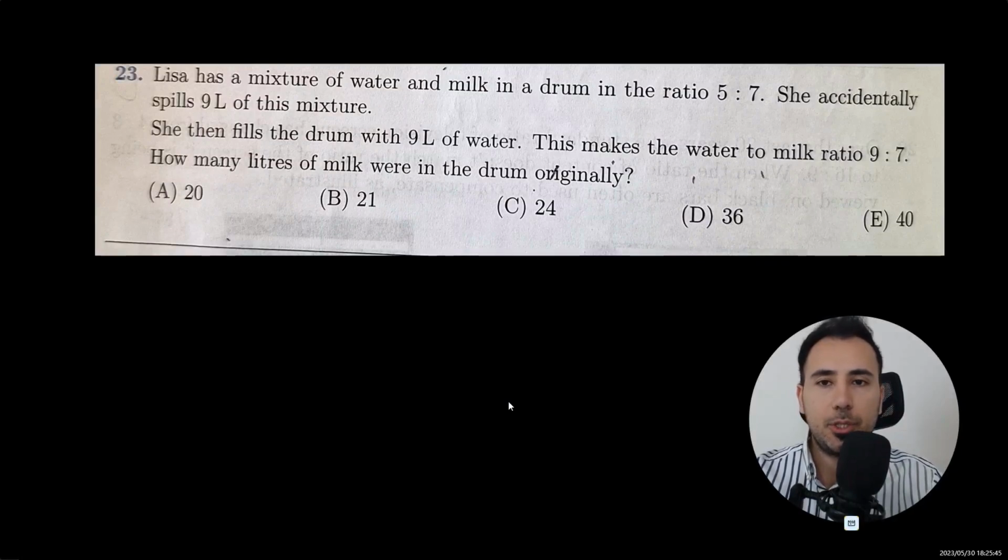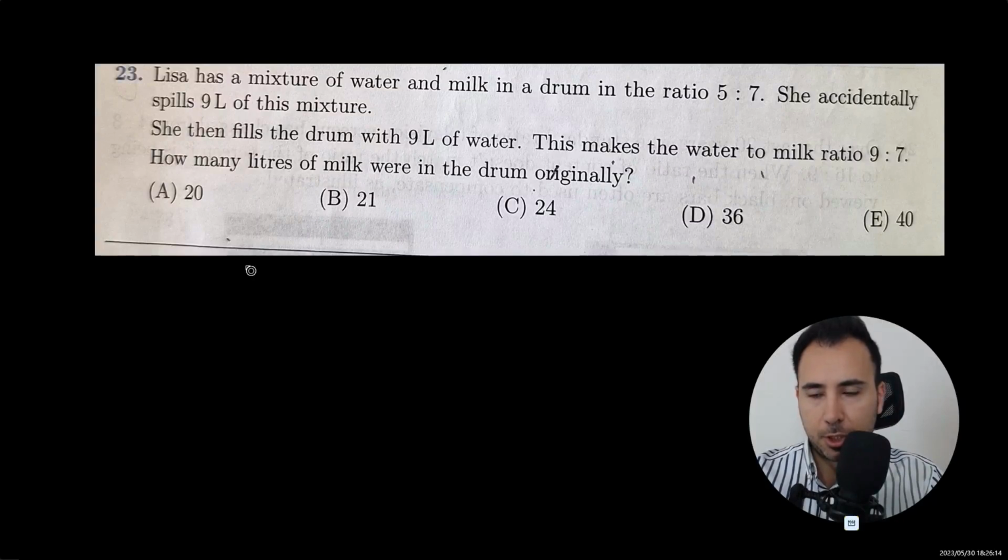Lisa has a mixture of water and milk in a drum in the ratio of 5 to 7. She accidentally spills 9 liters of this mixture. She then fills the drum with 9 liters of water. This makes the water to milk ratio 9 to 7. How many liters of milk were in the drum originally?